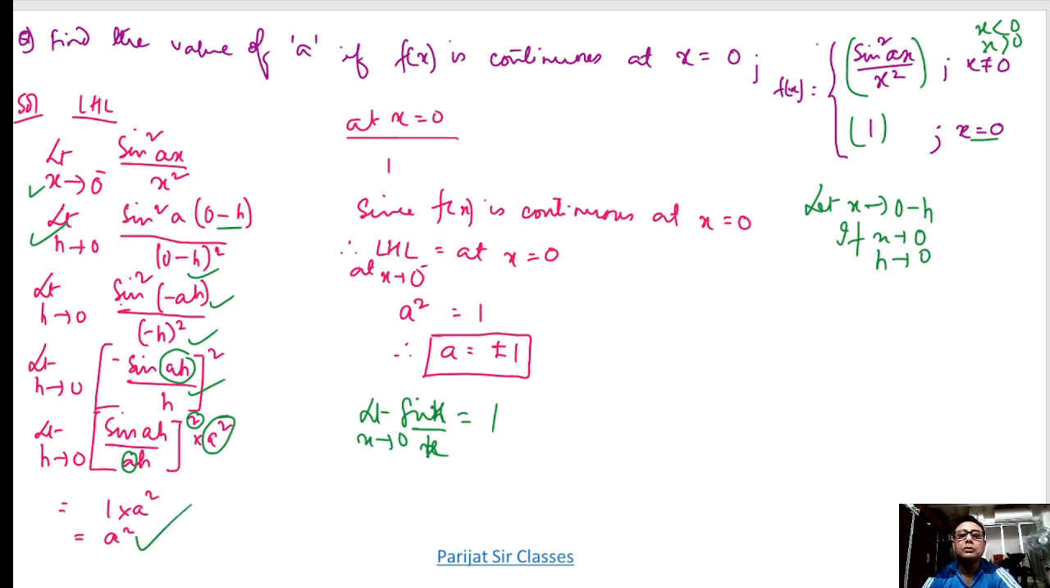And at x equal to 0, they have given the value of 1. Because it is continuous, the left hand limit and the value at x equal to 0 should be the same. So this is the value of a.